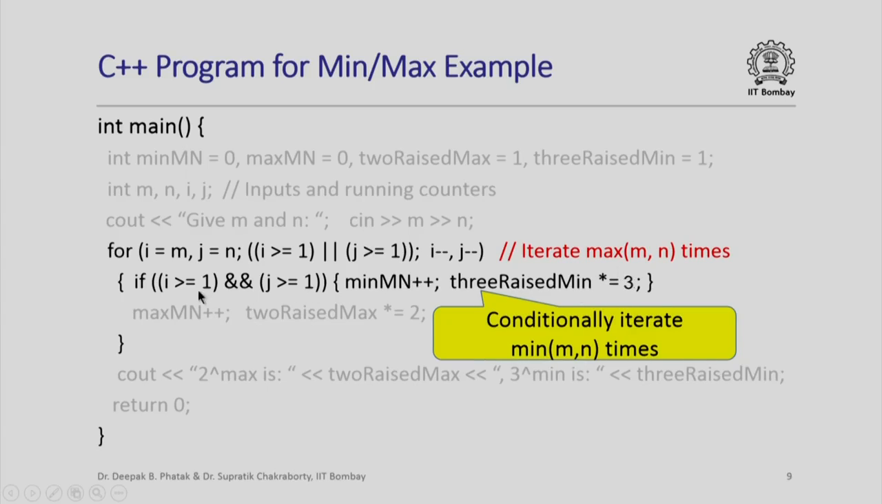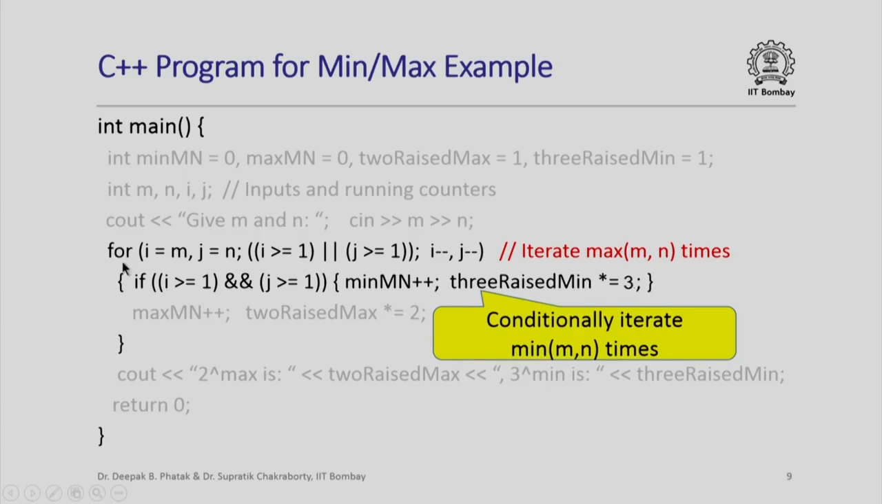Now note that if both i and j are greater than or equal to 1, where I have initialized i and j to m and n, and I am decrementing them at the end of every iteration, it means that the total number of times that this statement, the increment of min(m,n), will get executed is exactly the minimum of m and n. The moment one of i or j becomes 0, this condition evaluates to false, this statement is no longer executed, and therefore the value of min(m,n) does not change.